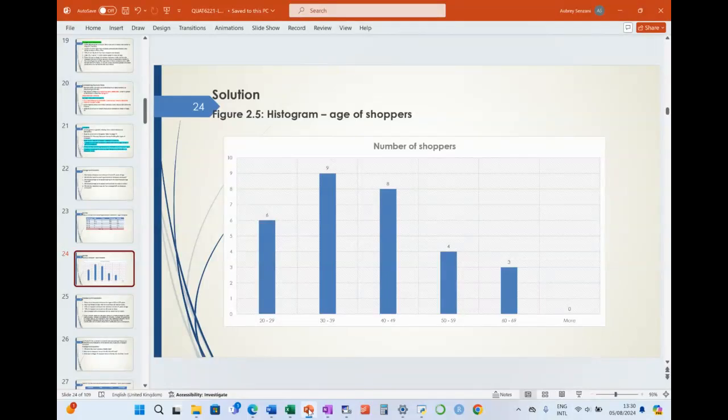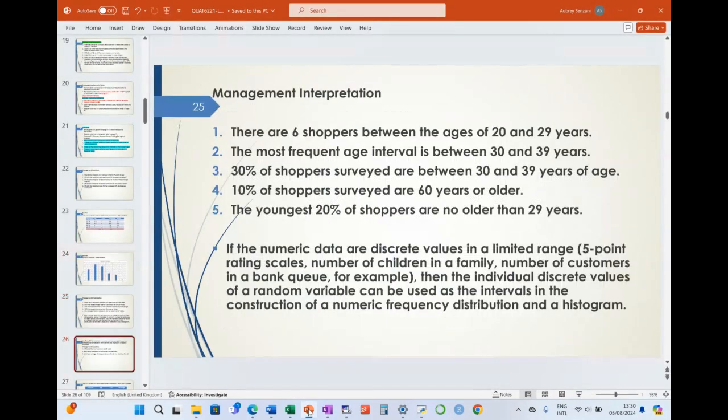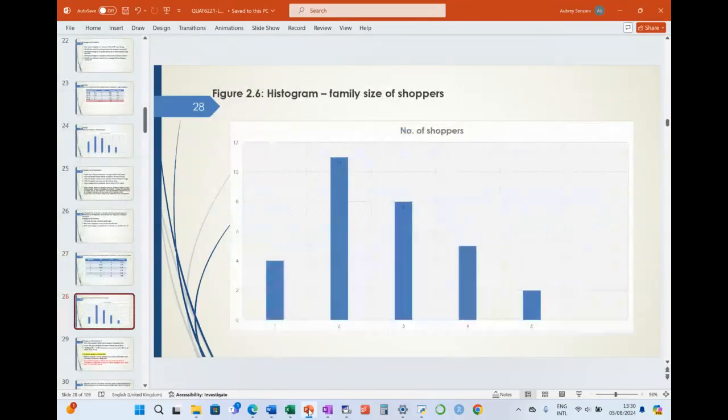And there you can see this data is actually grouped. Can you see? 20 to 29, that's a group. 30 to 39, that's a group. Awesome stuff. So nothing complicated there. Let's keep going.